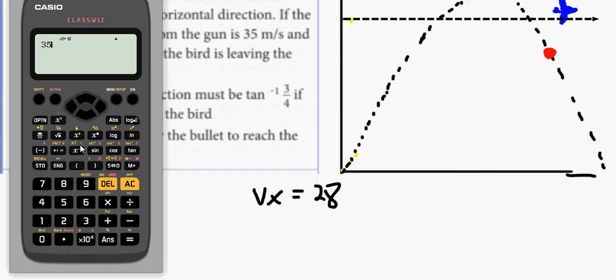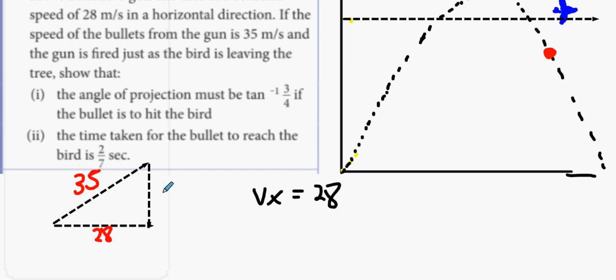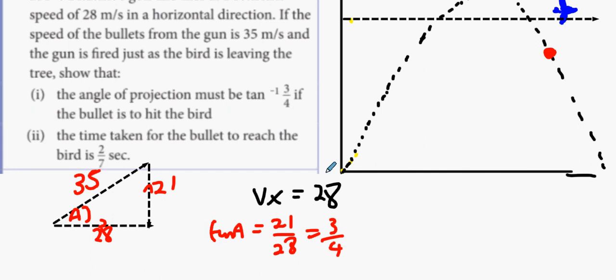35 squared minus 28 squared is 441. Square root of 441, and you get 21. So you have 21 for the opposite. So then you can say that tan of your angle of projection, tan A, equals 21 over 28, which is 3/4, which is what we're looking for. If you really want to be thorough, you can say A equals tan inverse 3 over 4.